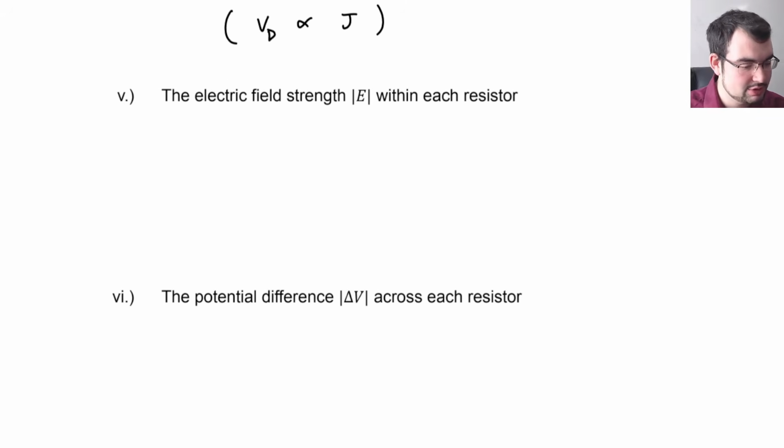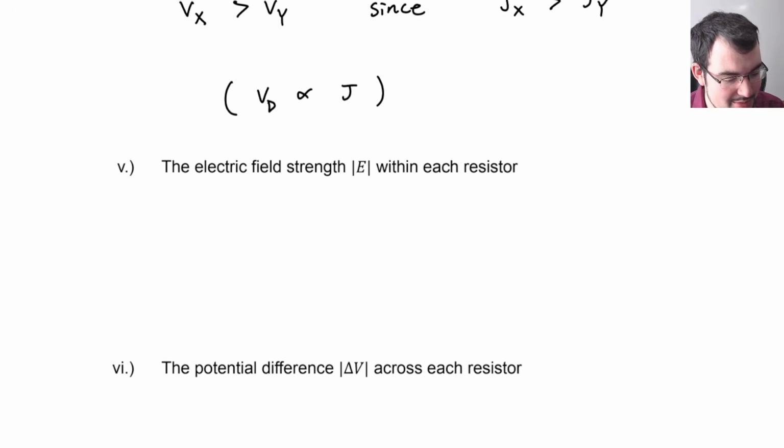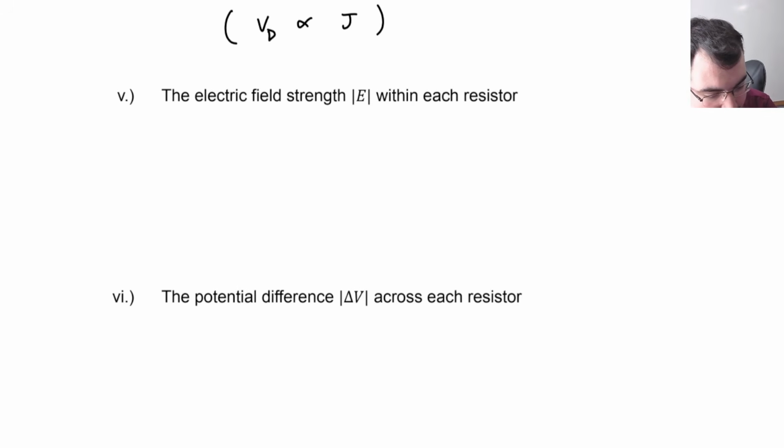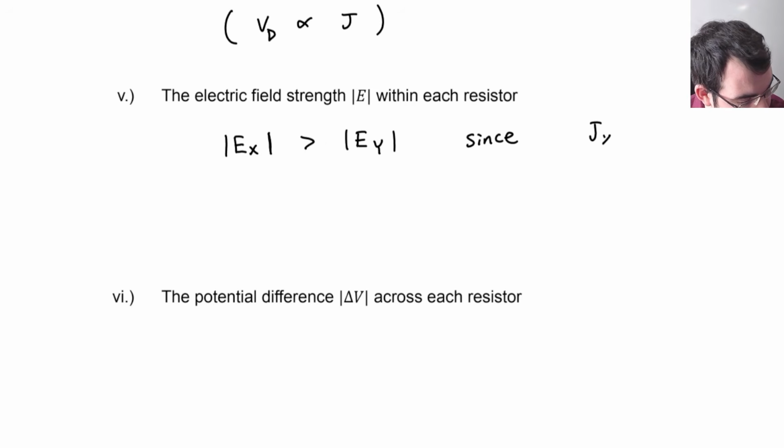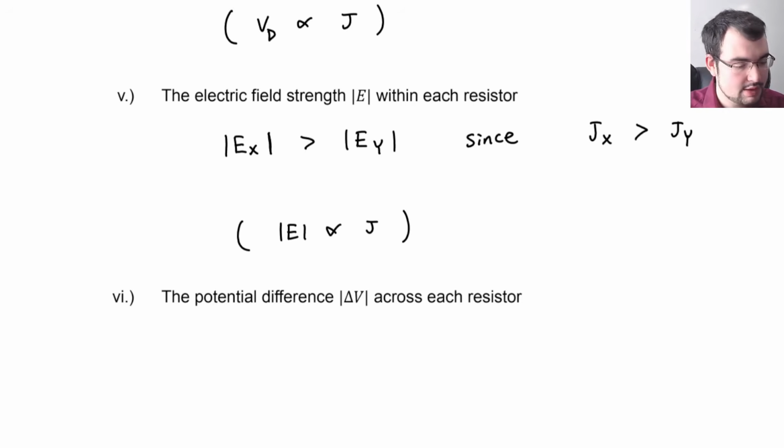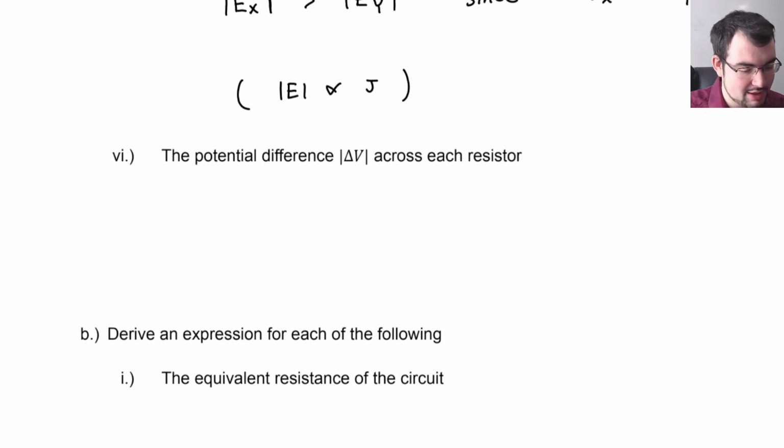What about the electric field strength within each resistor? Well, this is the same argument again. We're going to have a larger electric field strength in X, since the current density is higher in X. This is Ohm's law, because we said that electric field strength is proportional to current density as well. Same idea here. Potential difference across each resistor.